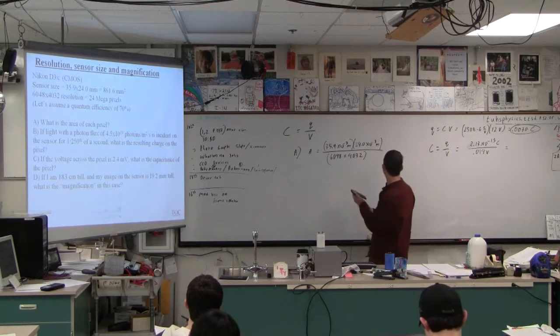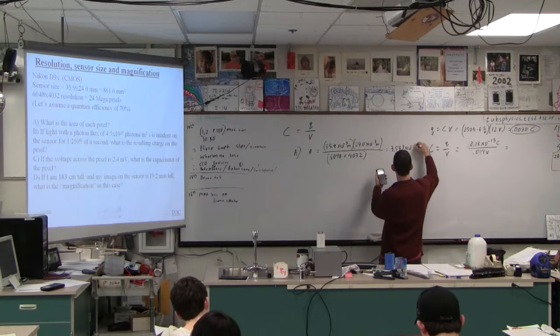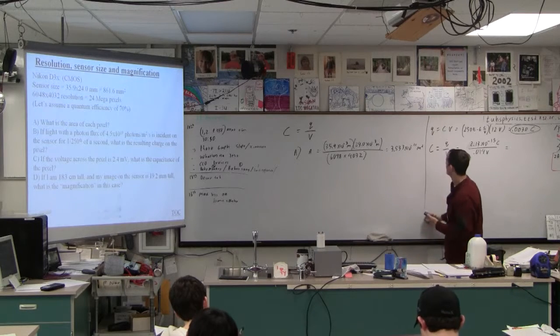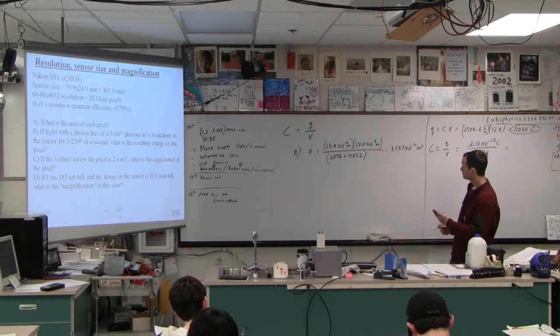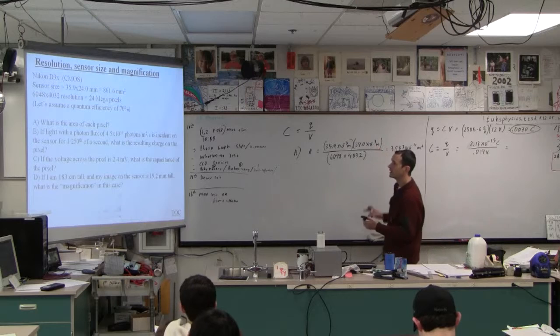This says that we have a scant 3.533 times 10 to the minus 11 square meters per pixel. Anybody else get that? No? You forgot one of these minus 3s, I'll bet.